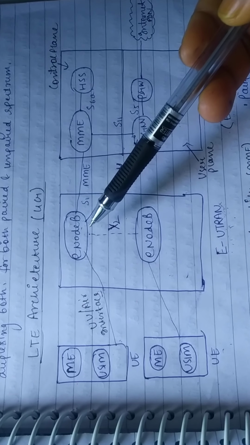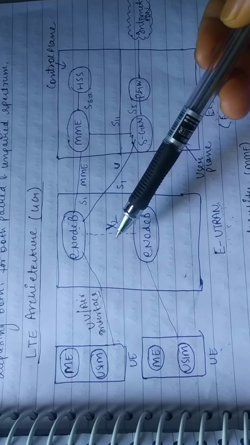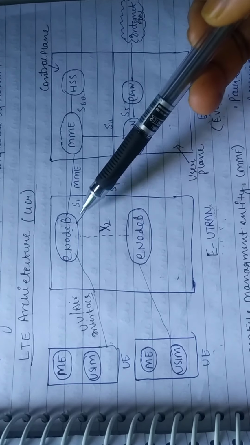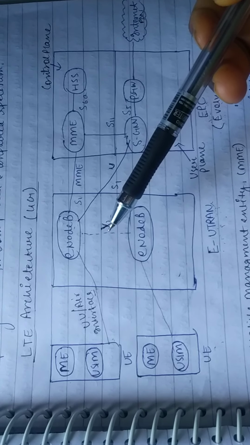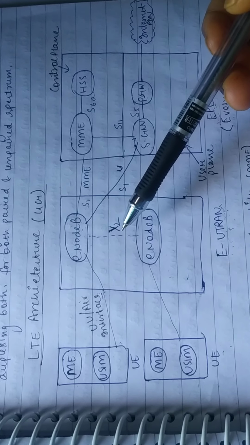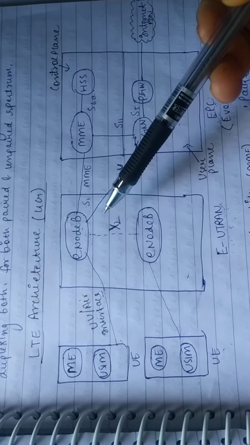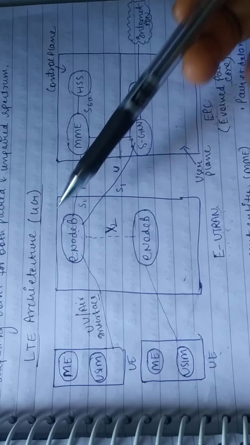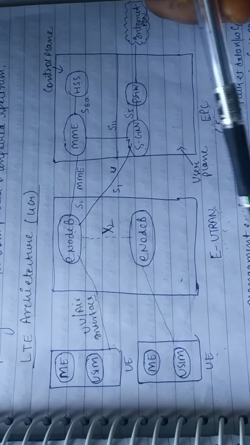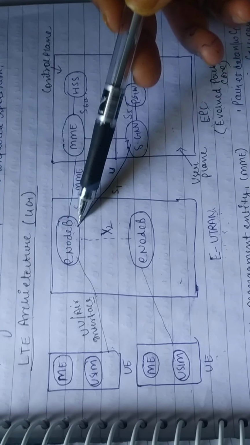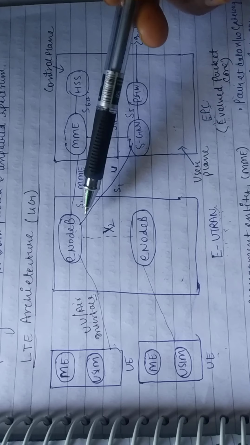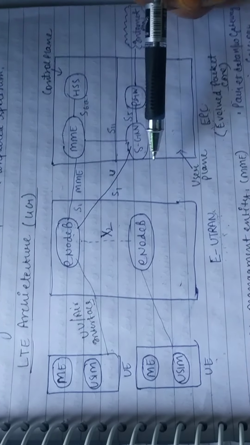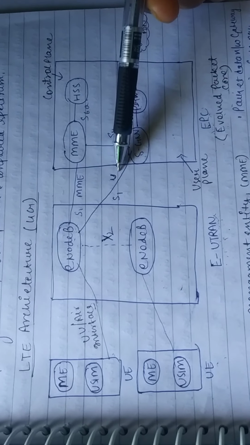In the 2G network we have BSC, the base station controller, for controlling. Then we came to 3G, and in 3G we have the RNC, that is the radio network controller. But we don't have a controller here; all the control is done by this node in the EUTRAN system. Then this is connected to the MME through the S1-MME interface, and to this module through the S1-U interface.